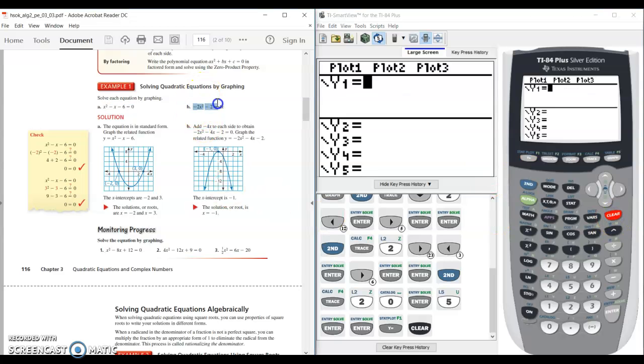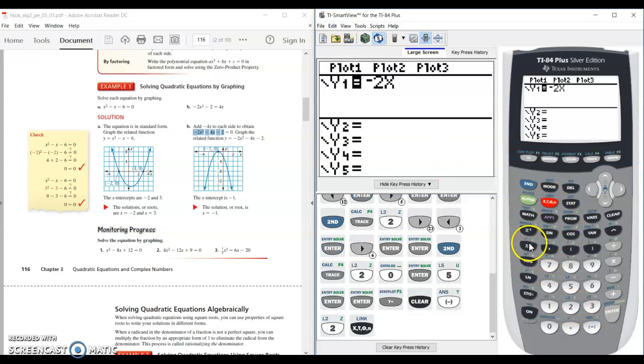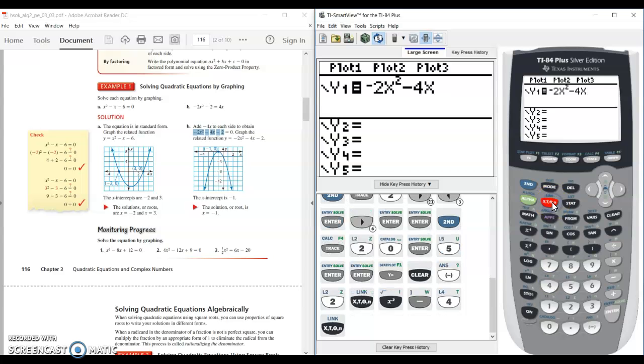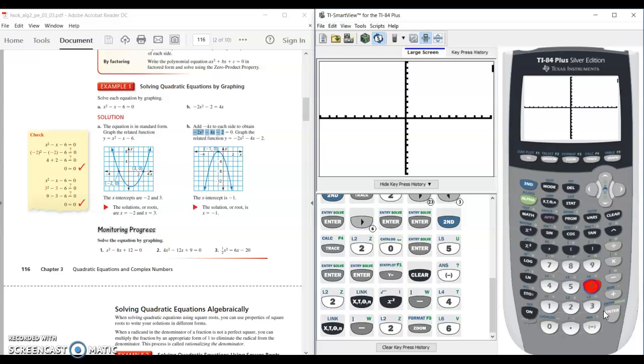So let's look at B. We got negative 2x squared minus 2 equals 4x. It's not set equal to 0. So, like they say right here, subtract 4x from both sides so that we get negative 2x squared minus 4x minus 2 equals 0. That's our graph. So negative 2x squared minus 4x minus 2. Now zoom 6. Now look at what's going on there.